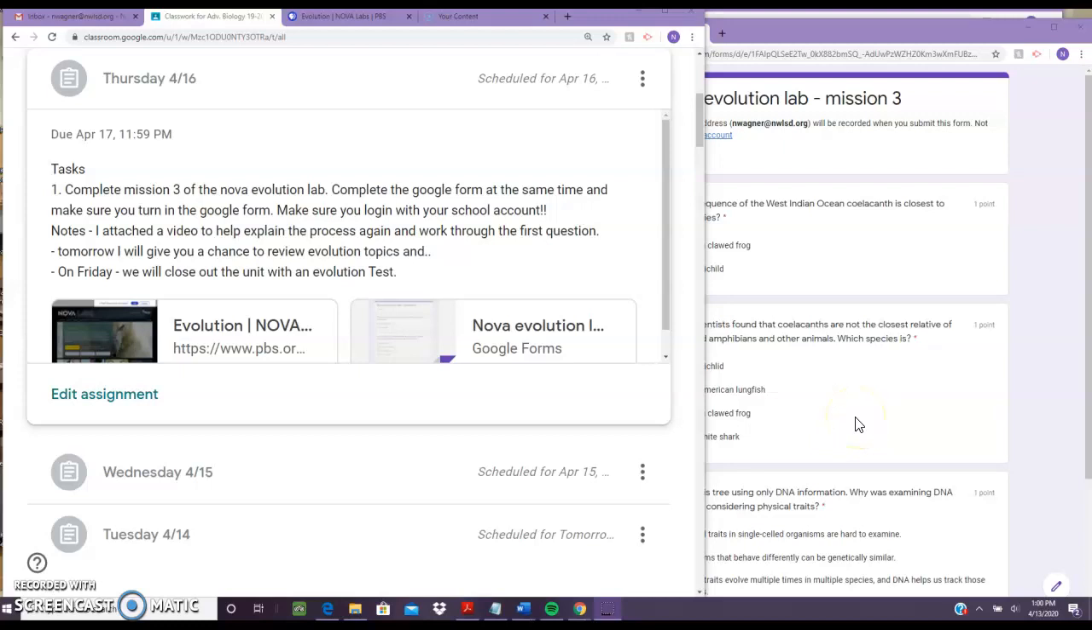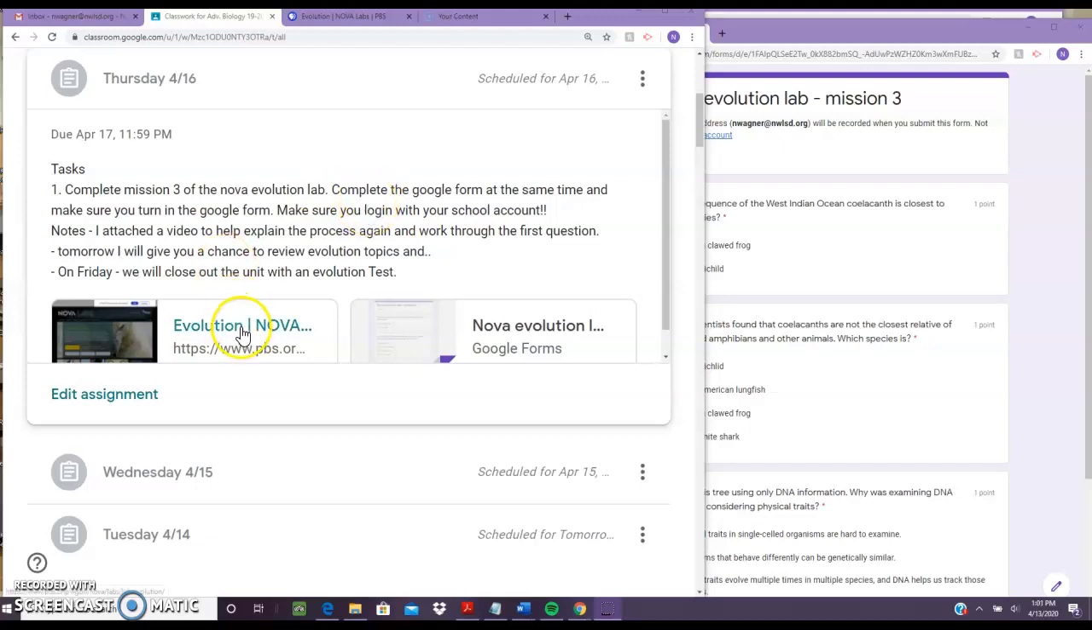Hey guys, this is our last day of our Nova Evolution Lab. I just want to point out a couple of things. First of all, we're completing mission 3 today, which I'll get to in a second. Tomorrow we're going to review all of our evolution topics, and then on Friday we're going to have an assessment as our evolution test to close out the unit, so next week when we start, we'll be fresh on ecology stuff.